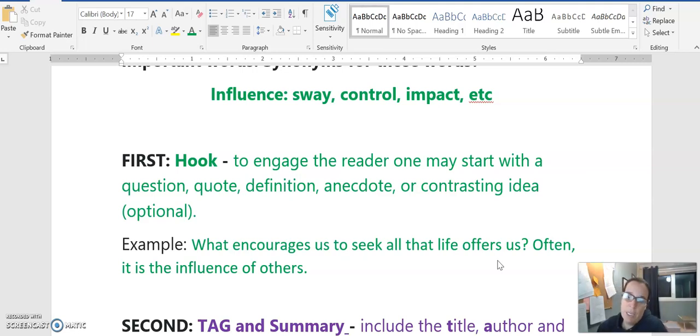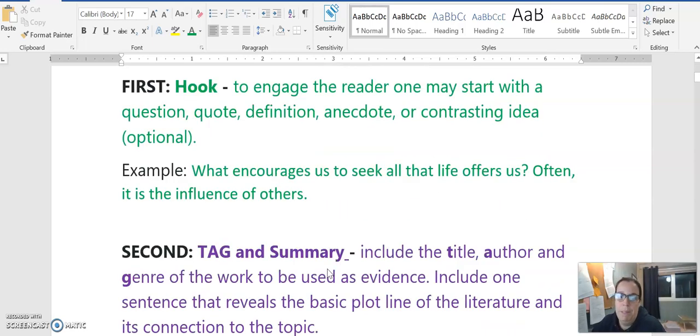So what I have here is, what encourages us to seek all that life offers us? Often it is in the influence of others. So I'm saying here, well, how do we do our best in life, or how do we get where we need to be in life? Well, we're saying we need the influence of others in order to do that.